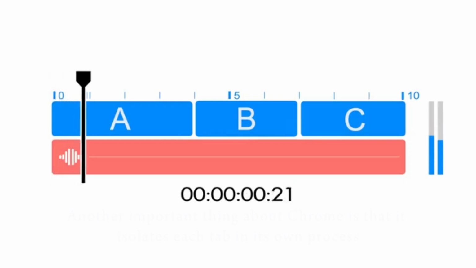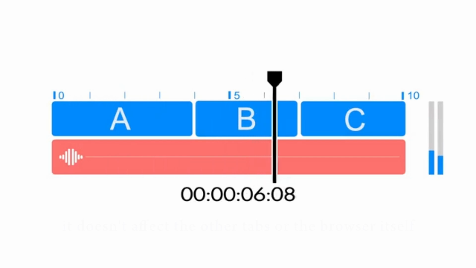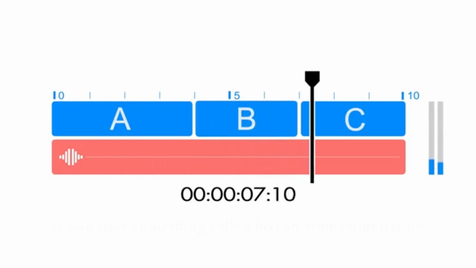Another important thing about Chrome is that it isolates each tab in its own process. This way, if one tab crashes or hangs, it doesn't affect the other tabs or the browser itself. It also uses something called just-in-time compilation, which basically makes JavaScript run faster.